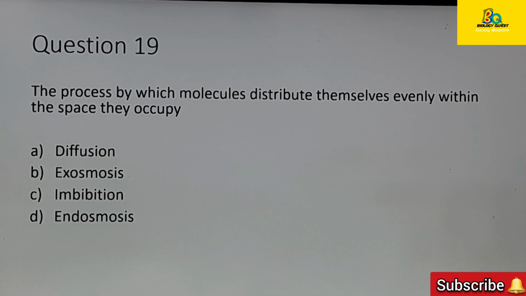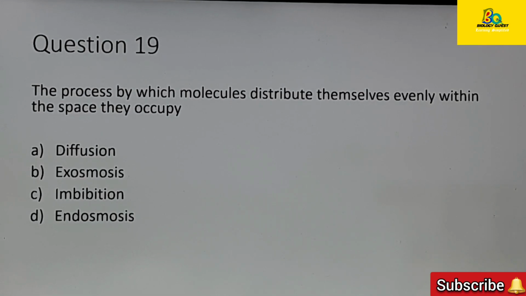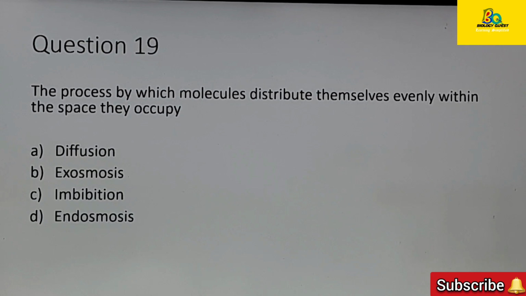What is exosmosis? That is the outward movement of water from the cell when the cell is placed in a hypertonic solution. Okay, exosmosis takes place when the cell is placed in a hypertonic solution, and as a result of exosmosis, the cell becomes flaccid or plasmolysed.